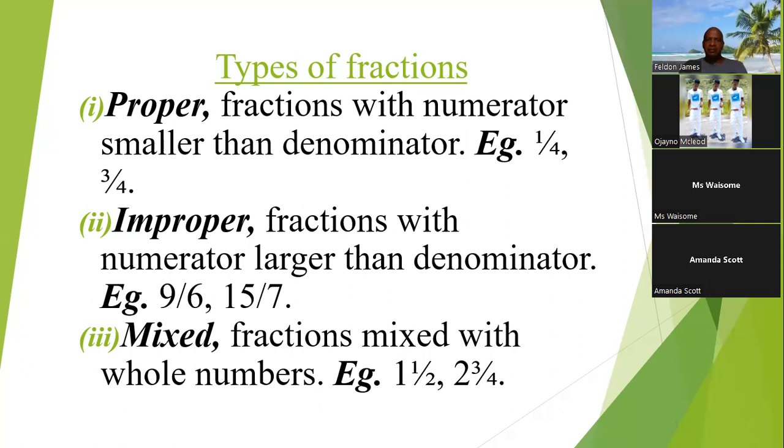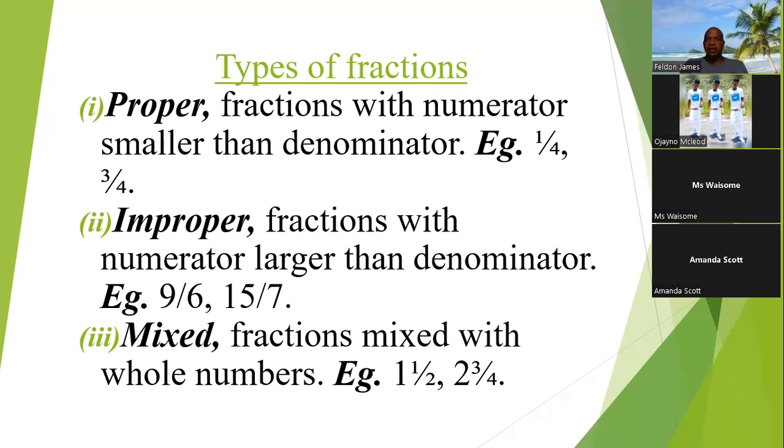Now, if you have a fraction where the numerator is larger than the denominator, then it is no longer a proper fraction. Instead, we call it an improper fraction, right? So it is still referred to as a fraction because the parts are parts of wholes, not just one whole, but 2 wholes.